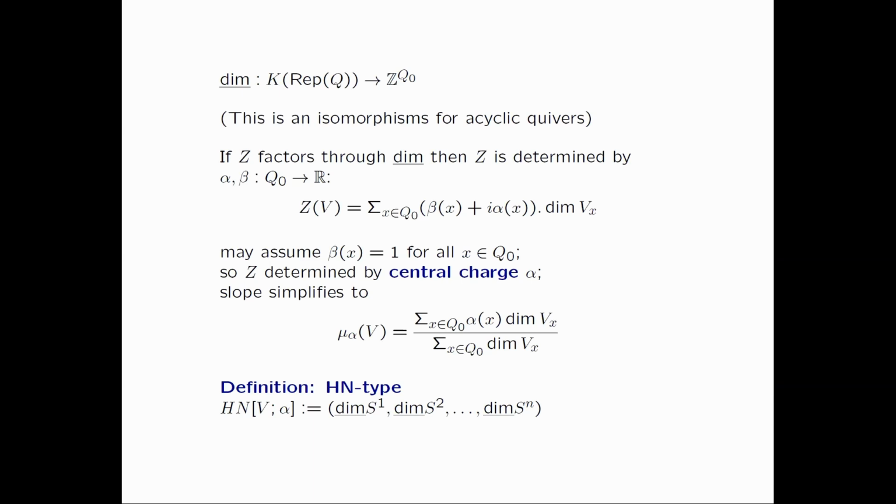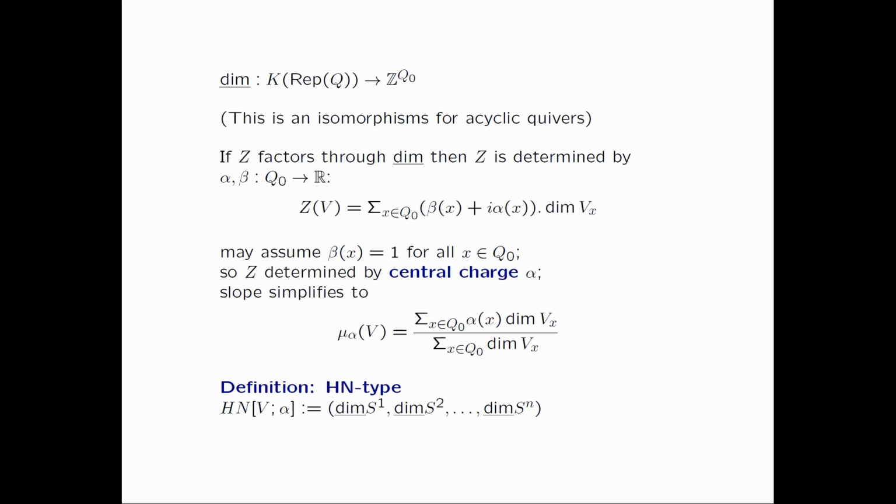So our stability condition will have to factor through this because it's an isomorphism. So then we can now write the stability condition as a homomorphism from Z to the power Q0 to the right half plane. And so really, we're just looking at two functions, namely the real part and the imaginary part, which I call beta and alpha here.